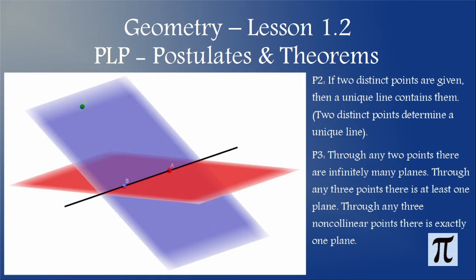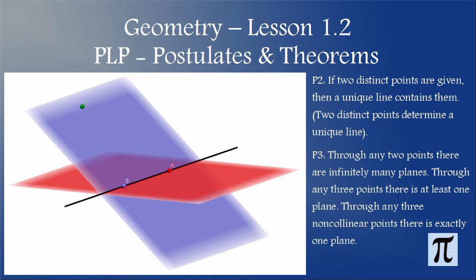Here's our 3D rendering of two planes, 3 points, and one line. If two distinct points, A and B, are given, then there's a unique line shown in black here. Through any 2 points there are infinitely many planes. The red plane and the blue plane both go through A and B. If you can imagine, any number of planes could be created that rotate around those 2 points.